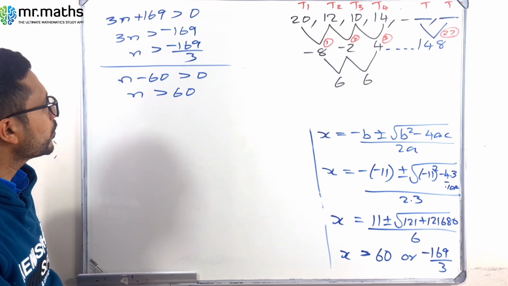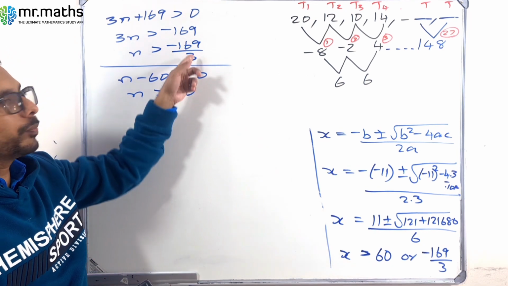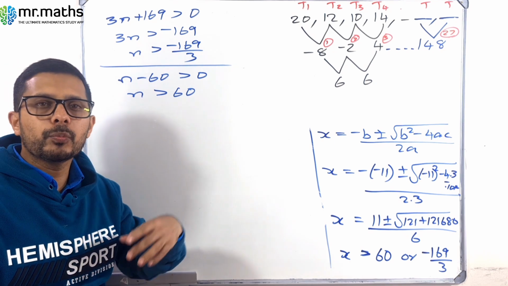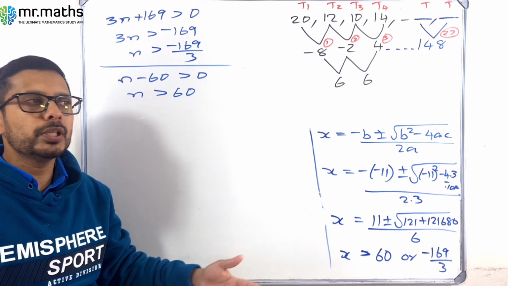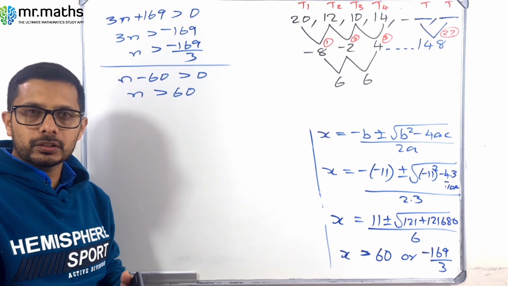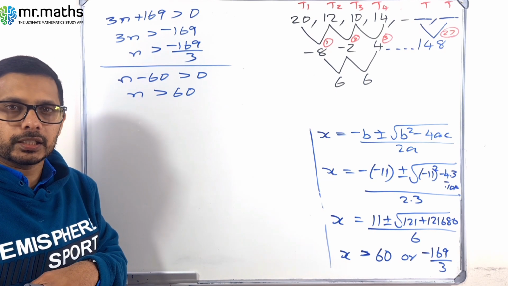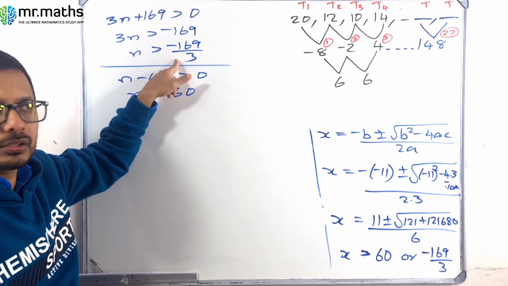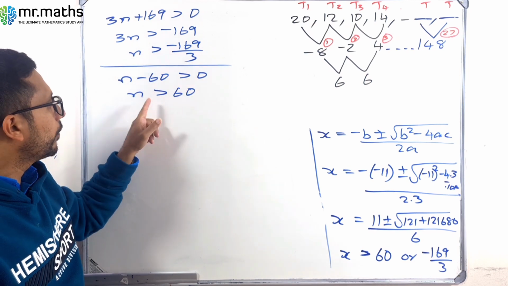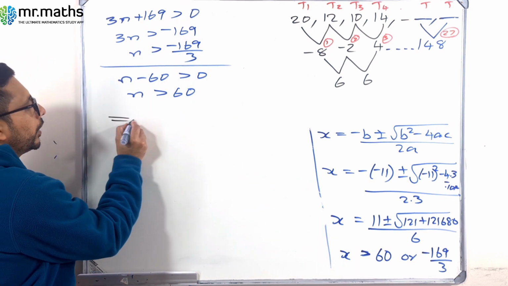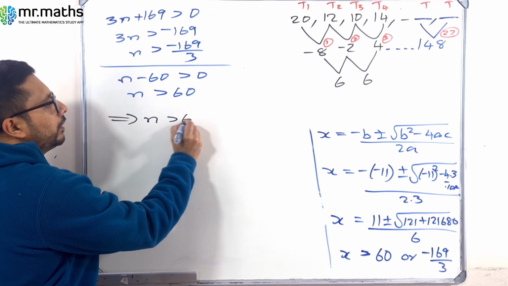So for the number of terms, this 169 divided by 3 is a decimal number. We can't say a 7.2th term or a 50.56 term. You understand? It is either the 50th term or the 51st term or something like that. Am I right? So this one is not practical. This is not a valid n. So what is a valid n? N is greater than 60. So here it implies that n is greater than 60.